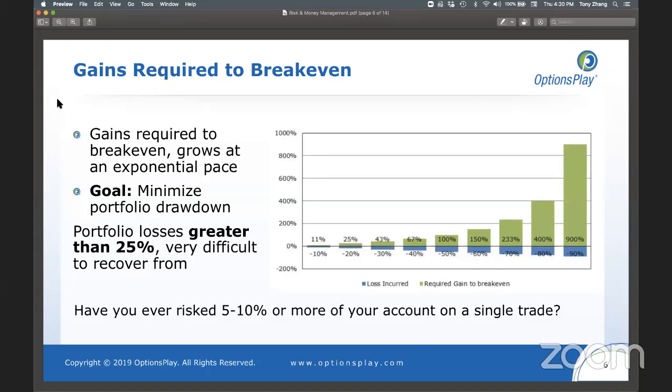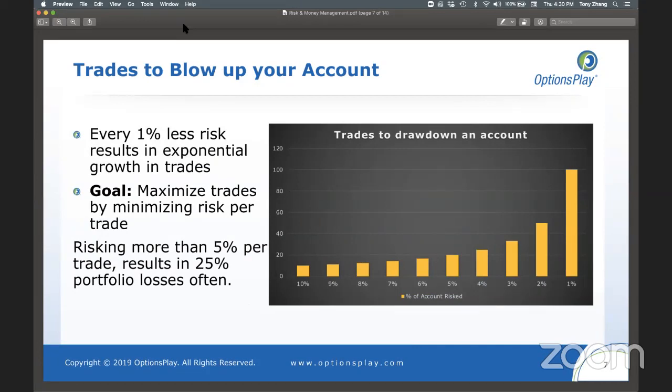Now, this is just the first step. The second step that I want to take a look at is thinking about losses in terms of how many trades it takes to blow up your account. This is not a very natural thing to think about. However, I think this is a better way to think about how much you're actually risking per trade.